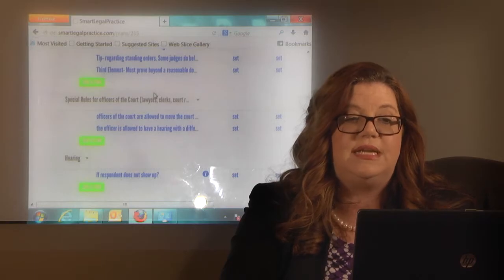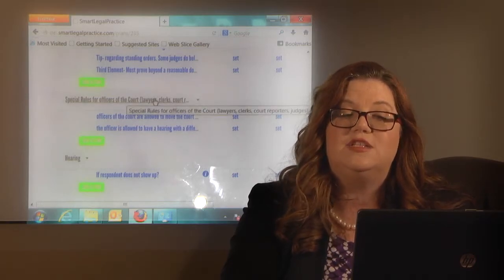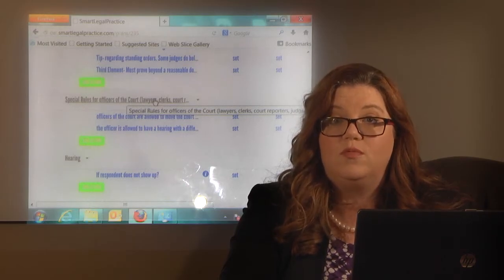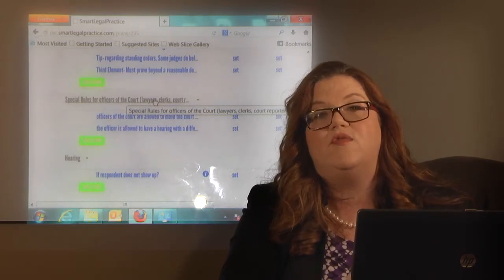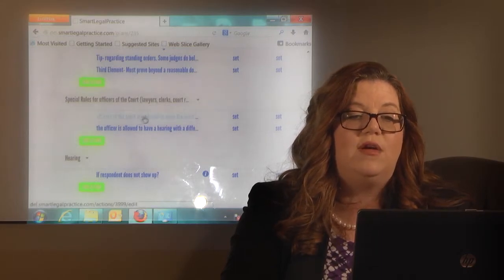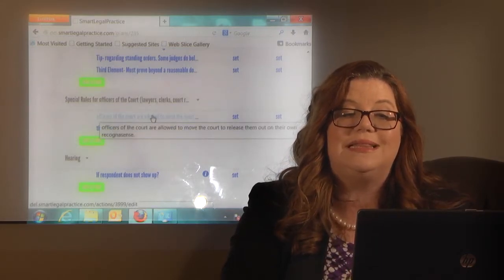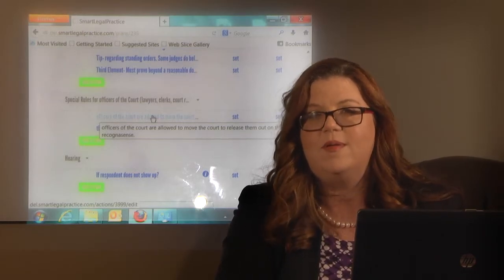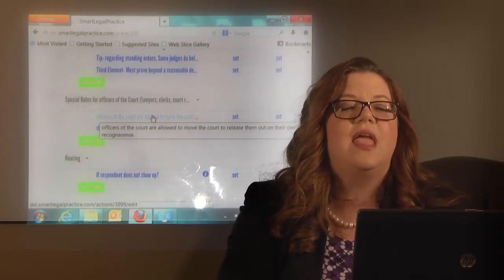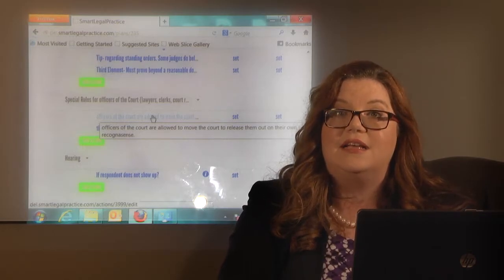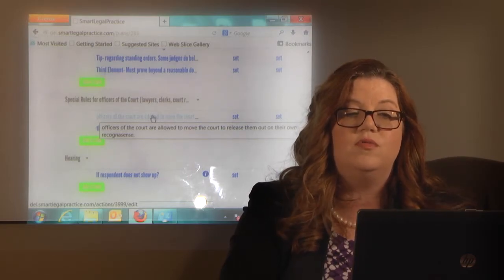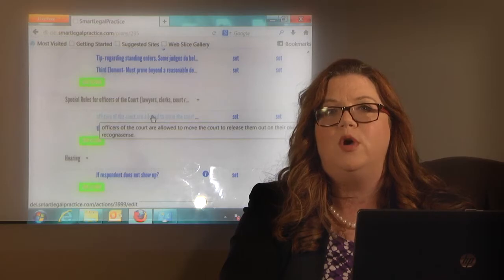And in that circumstances, one thing to be aware of is lawyers, clerks, court reporters, and judges, there's special rules for us. So if we are held in contempt, we are allowed to move the court to release ourselves. So let's say that I did something horrible in the courtroom. I would never, but let's say I did. And I can ask the court on my own motion, I can make an oral motion, I can write it out by hand as I'm sitting there, to release me on my own recognizance. And you don't have to go get booked.